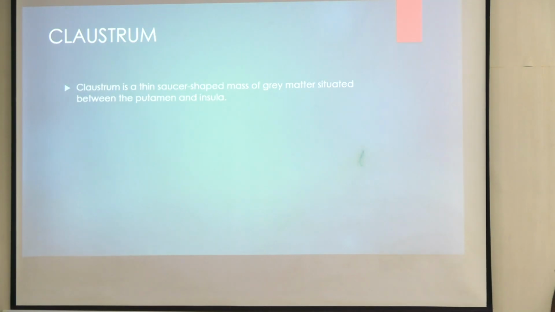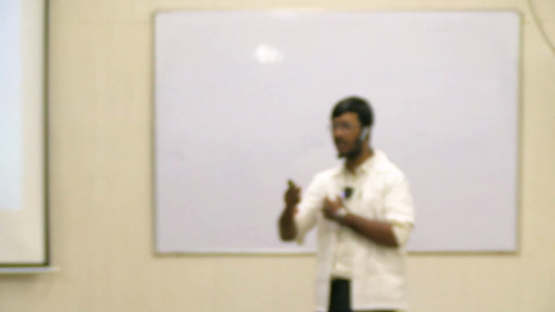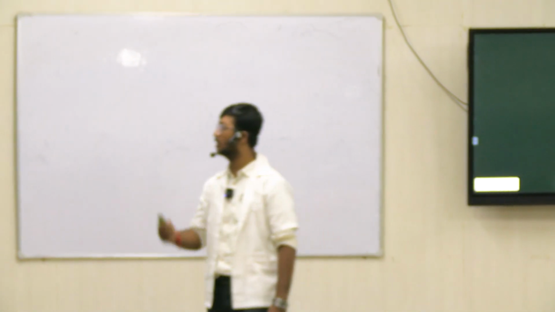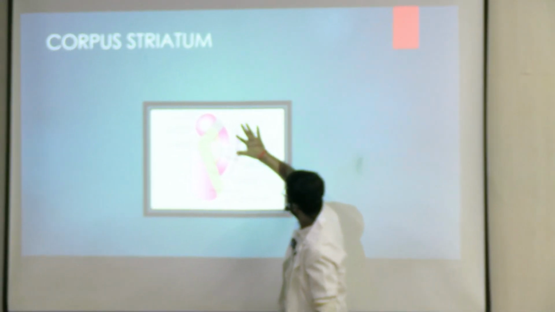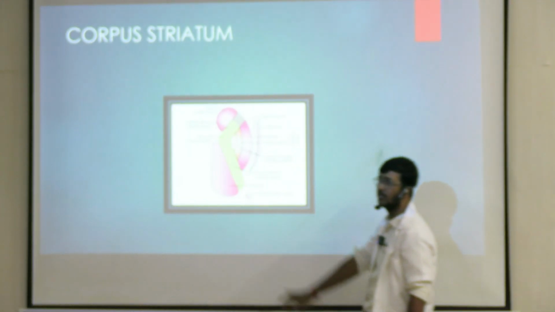Now coming to claustrum, from functional point of view, it is not that much important. It is basically present laterally to the corpus striatum here. So this is the claustrum. Functionally, it is not that much important.